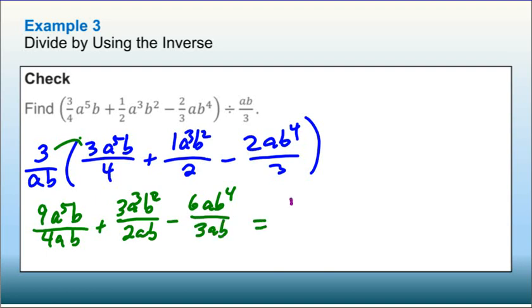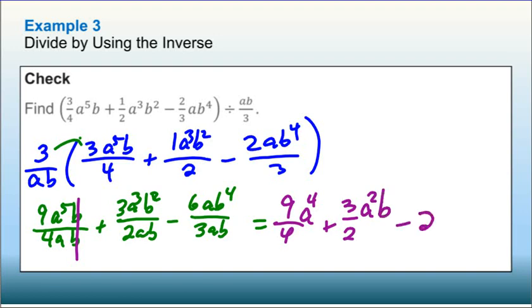Simplify, that gives me 9 over 4 a to the fourth, b's cancel off, plus 3/2 a squared b minus 2, a's divide out, b to the third. So that is our lesson on dividing polynomials.